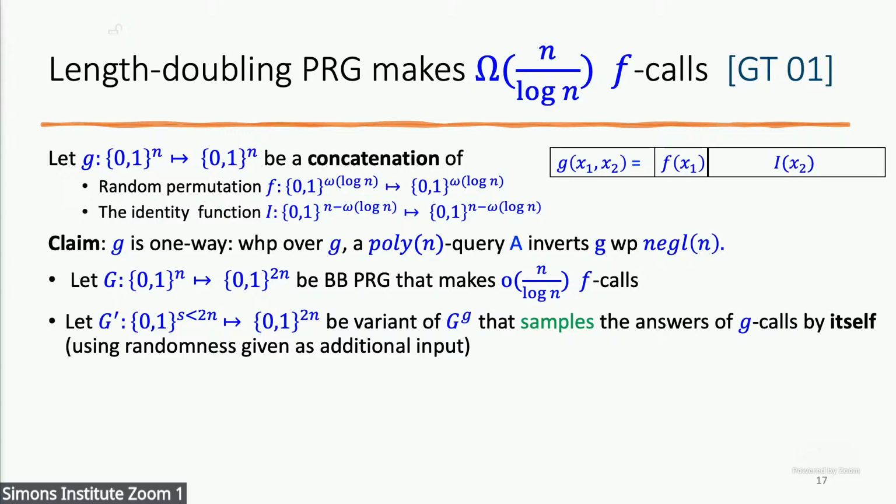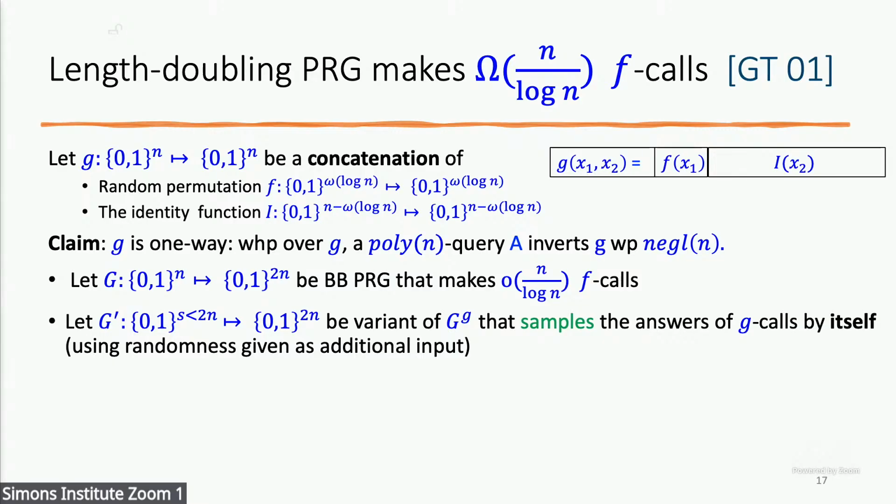Every time big G makes a call to little g, rather than calling little g, sample its output by yourself. Where do you get the randomness from? From the input. So you increase your input. For each call, you get another omega of log n bits. Every time big G makes a call to little g, you take the right part of the input and give it as the answer. So effectively, you emulate the call to g without calling g at all.